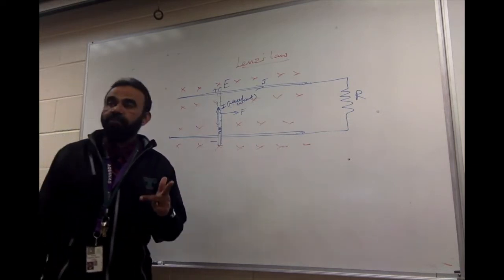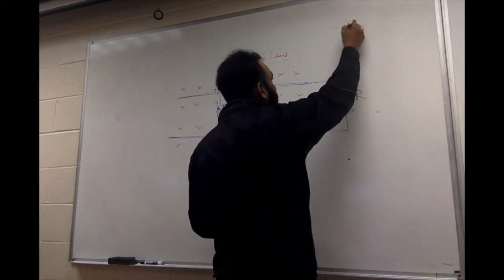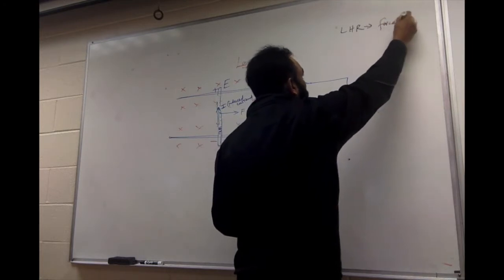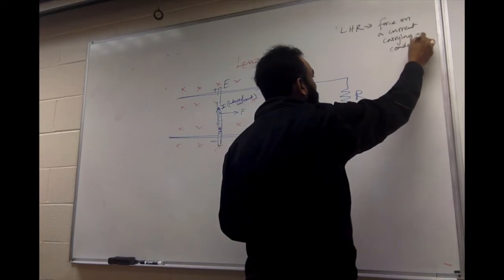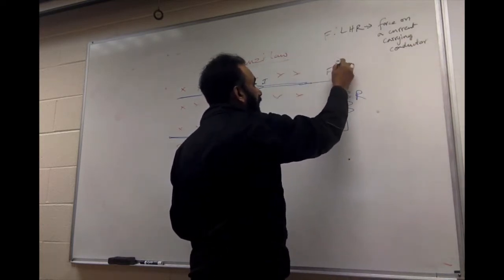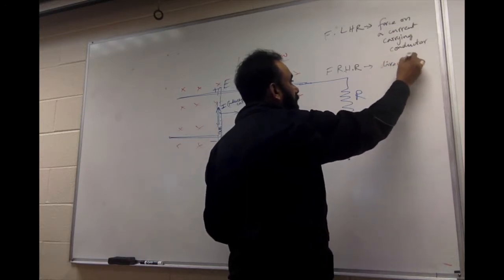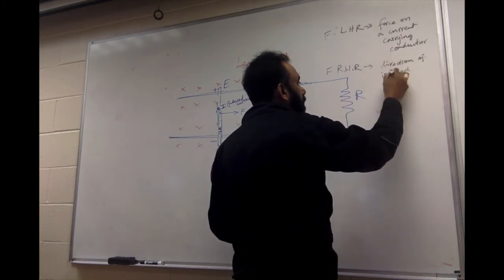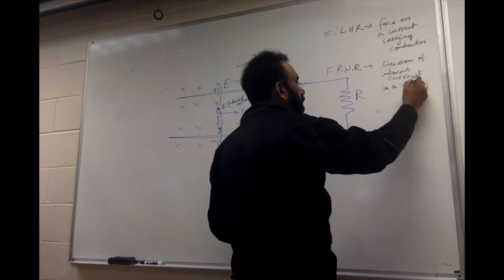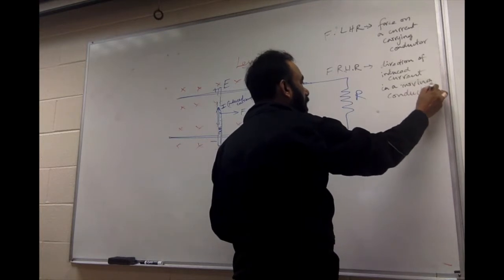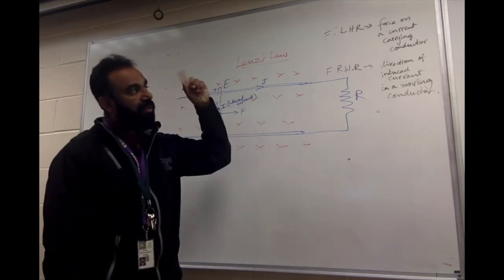So Fleming's left-hand rule, when will you use it? To find the force on a conductor carrying current. You should write it down clearly. Left-hand rule will tell you the force on a current-carrying conductor. Fleming's right-hand rule is used to find the direction of induced current in a moving conductor, because that one is a force on a current-carrying conductor.